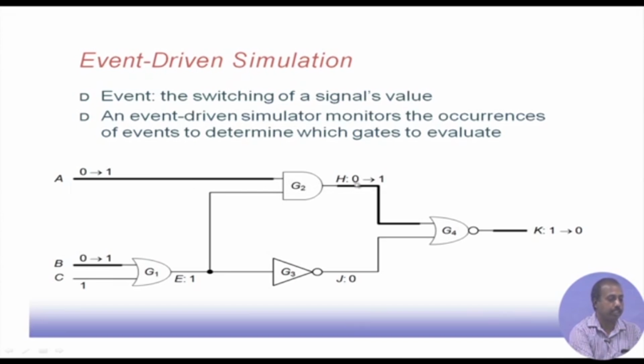So, we need to simulate G2. That changes H from 0 to 1, and then we find that for G4 its input has changed, there is an event, so accordingly we have to simulate G4. This is a small circuit, so you see that only a few lines are spared from simulation. In a large circuit, there may be a good number of places where the simulation is not necessary.